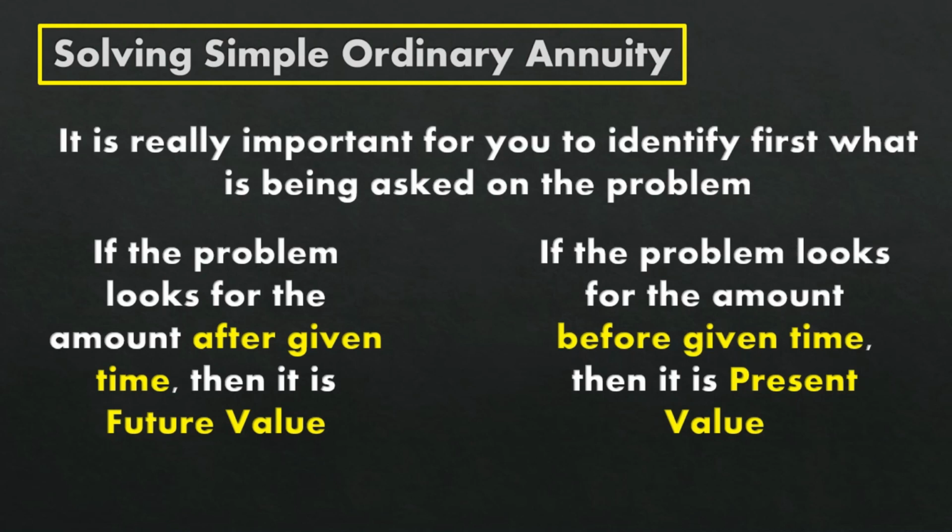So those are the simple tips for solving a simple ordinary annuity. What's important here is that you should memorize the formula. Or if you can't memorize it, at least have a paper where you write the formula, so when you need to solve a simple ordinary annuity, you can look at it. The only addition is to identify what is asked in the problem. Anyway, that's the lesson for today. We will meet again in the next lessons about annuity.